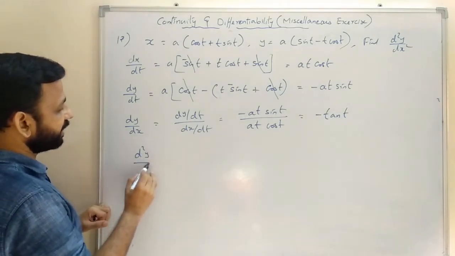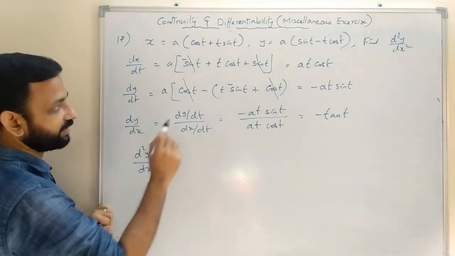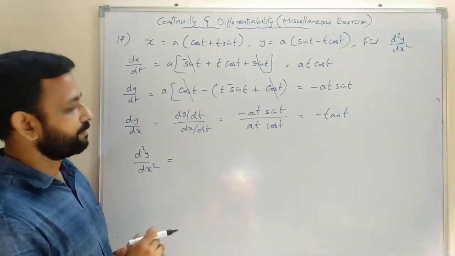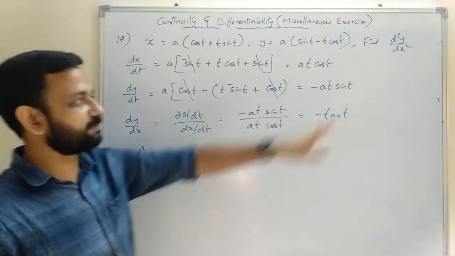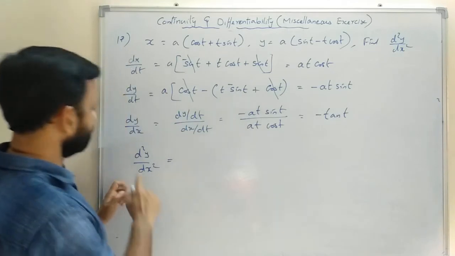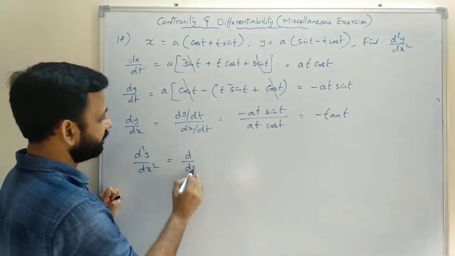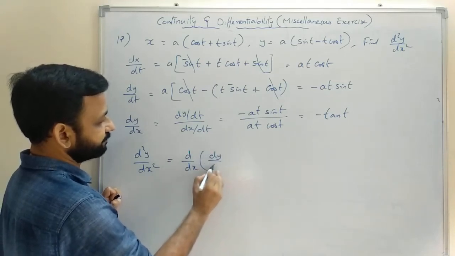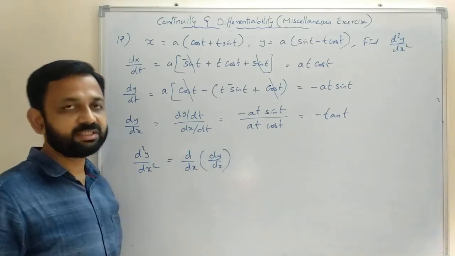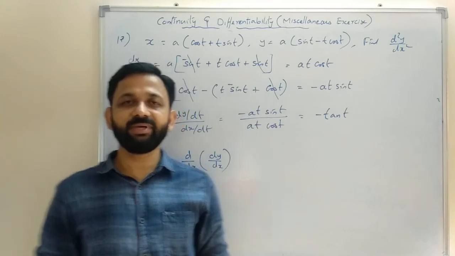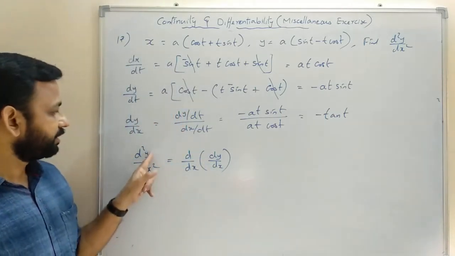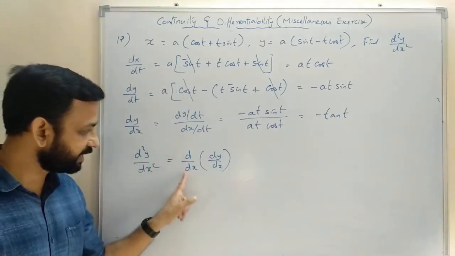d²y/dx². So here we have one problem. We need to differentiate this expression. d²y/dx² is d/dx of dy/dx, so that is the second derivative.